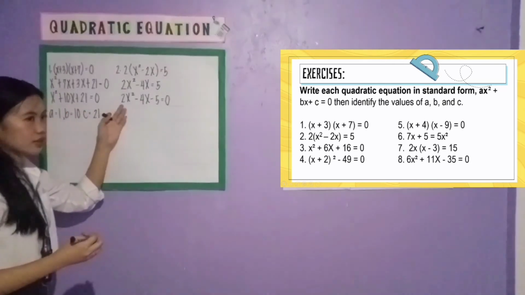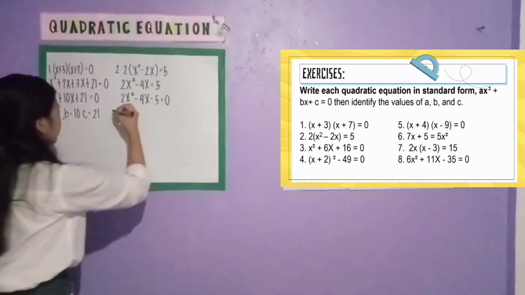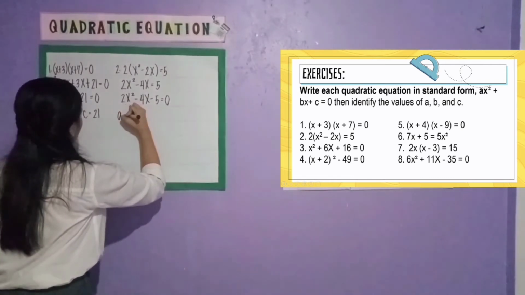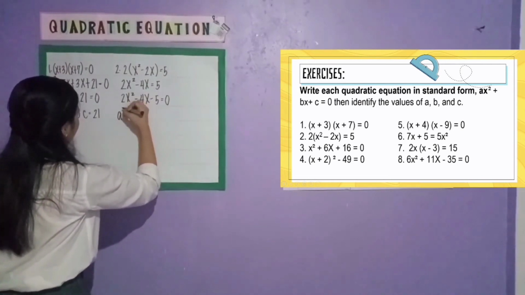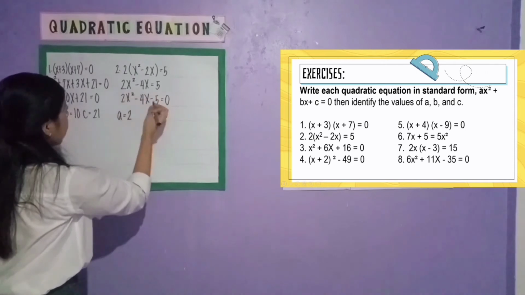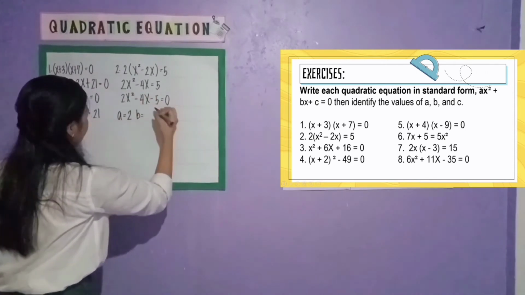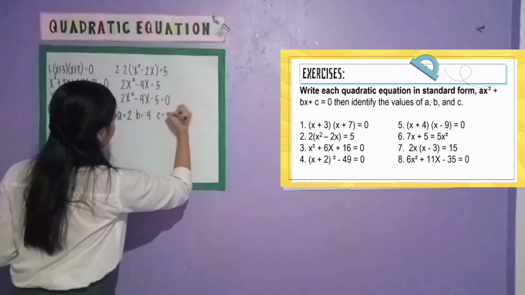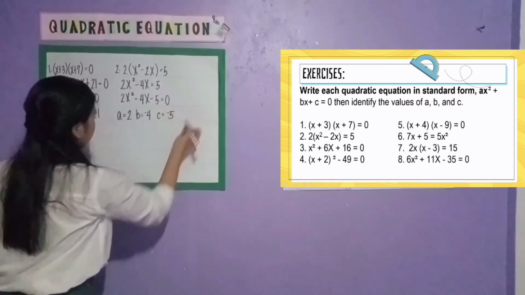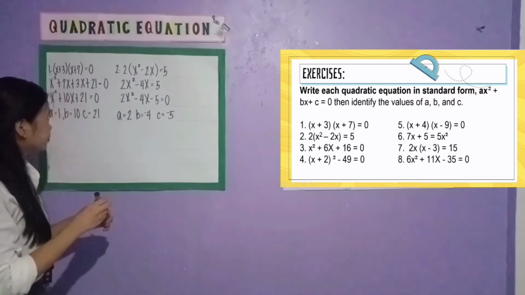So, it is already standard form. A is 2, B is negative 4 and C is negative 5. Okay, that's the final answer.